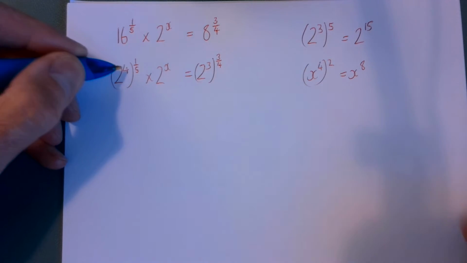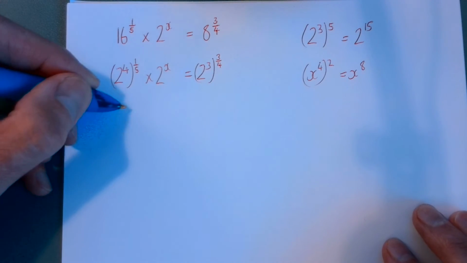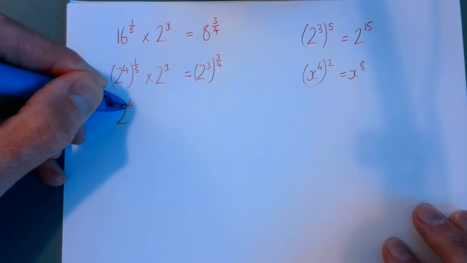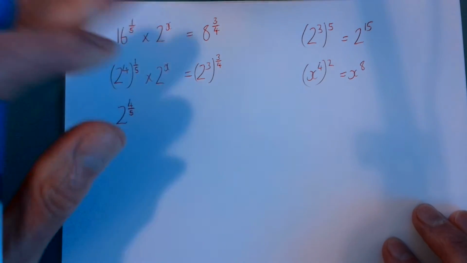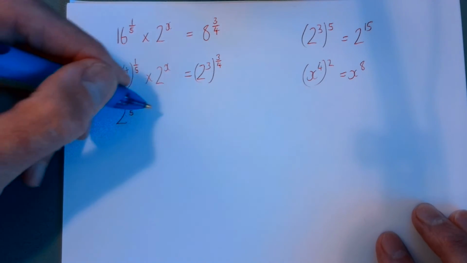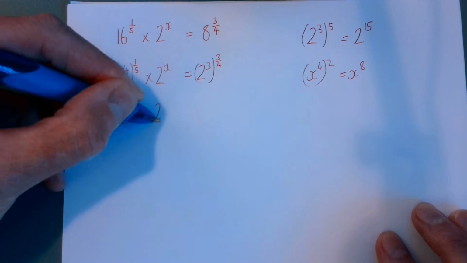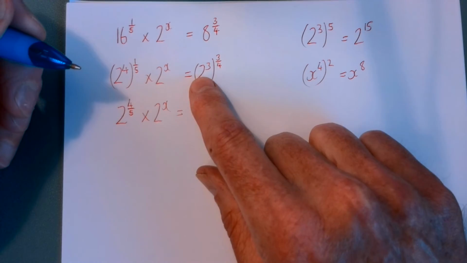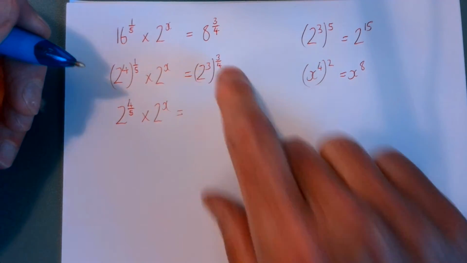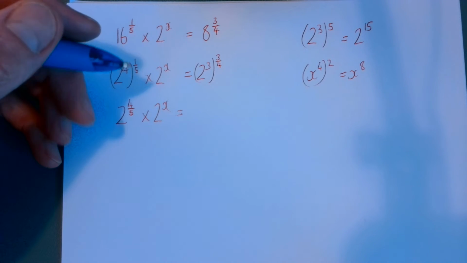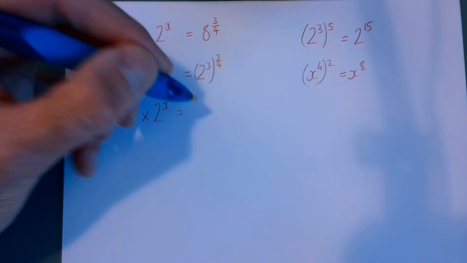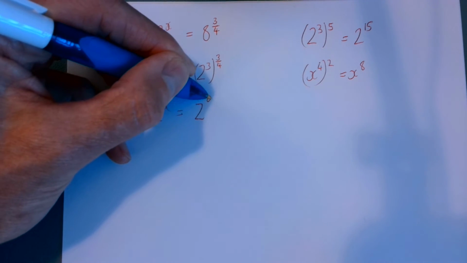Okay, now using this rule, that becomes 2 to the power of 4 fifths, and there's no expectation for us to work that out, we're okay. And this becomes 2 to the power of 3 times 3 quarters, which is 9 quarters. I could write that as 2 1/4, but I'm just going to write it as 9 quarters.